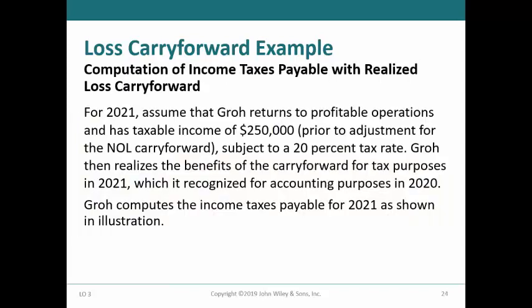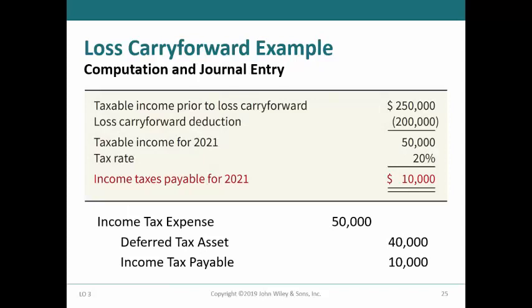If Grow had taxable income of $250,000 for 2021 before credit for the net operating loss, they would be able to utilize all of the net operating loss carry forward from 2020 in this period. The net operating loss carry forward of $200,000 from 2020 would reduce Grow's taxable income from $250,000 to $50,000, and there would be no remaining carry forward from 2020.